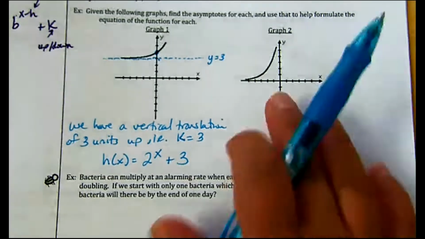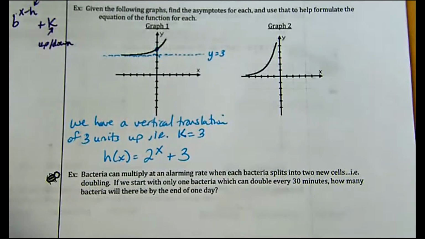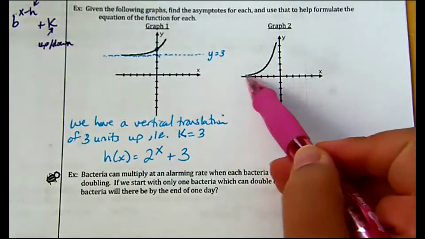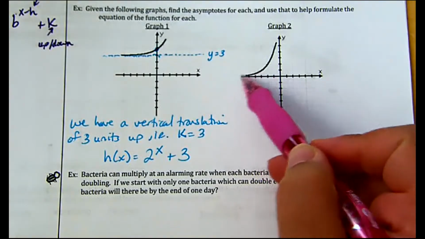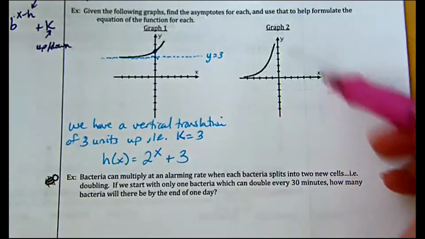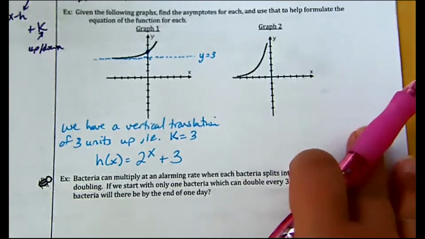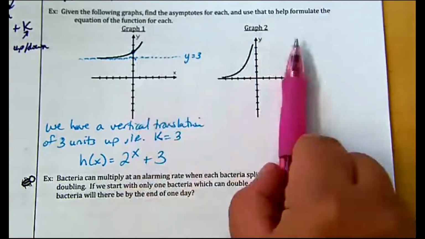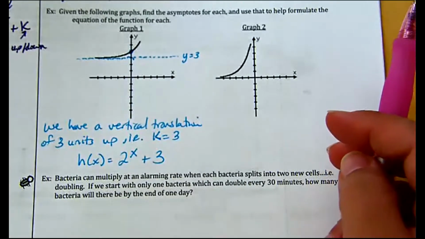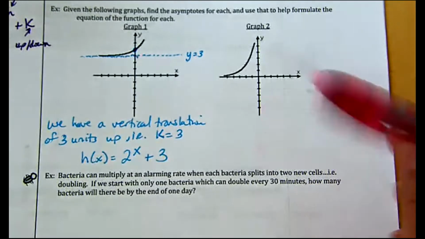All right, so if we take a look at graph 2 though, I'm seeing that my asymptote probably hasn't changed. It's still kind of hitting at 0 there. So there was no vertical translation here. Although it does look like there was a horizontal translation here, right? The question is how much did it translate?